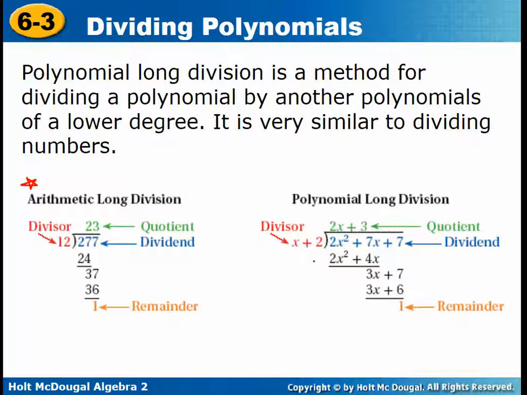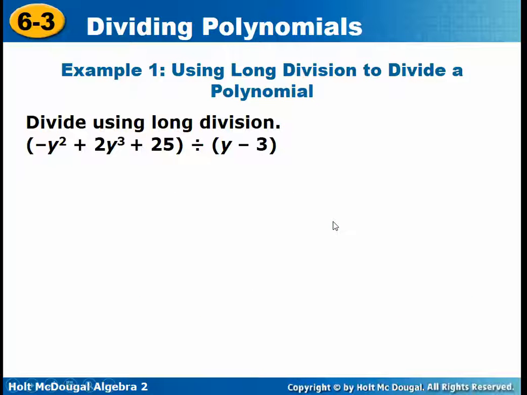And you will be subtracting. After you multiply, you'll say how many times does x go into 2x squared, and then you'll multiply back, and then you'll subtract, and you'll drop the next part down, and so on, until you get a remainder, and then we'll learn what to do with that remainder. So it's very similar to long division with just numbers.